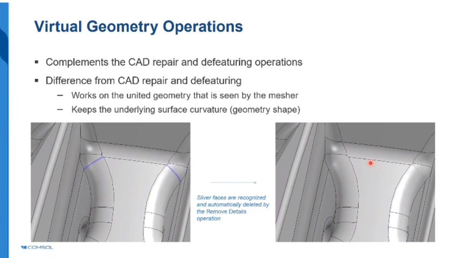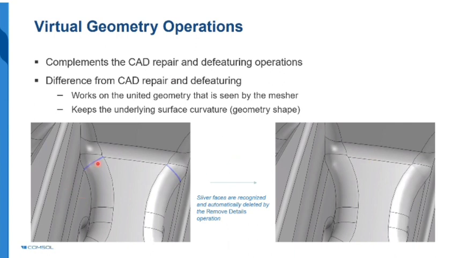So if you see in the geometry sequence itself, whenever you are using any CAD repair operations, they will appear before the finalization node, and the virtual geometry operations will appear after the finalization node. Hence the virtual geometry operations ensure how the mesher is going to see your geometry. It will keep the underlying surface curvatures intact, but at the same time it will hide them from the mesher itself. And in those cases, the mesher will not unnecessarily create a very refined mesh there.